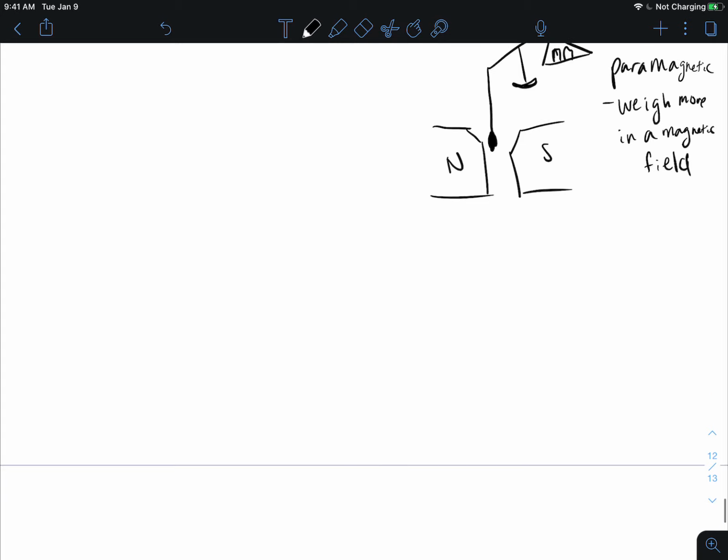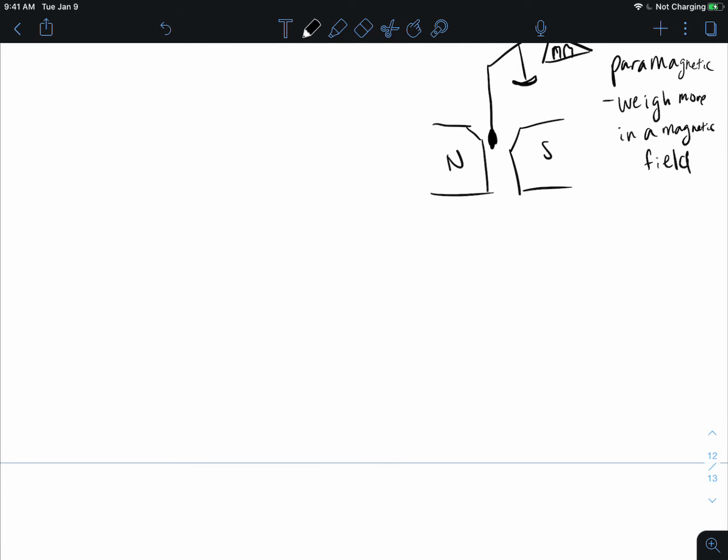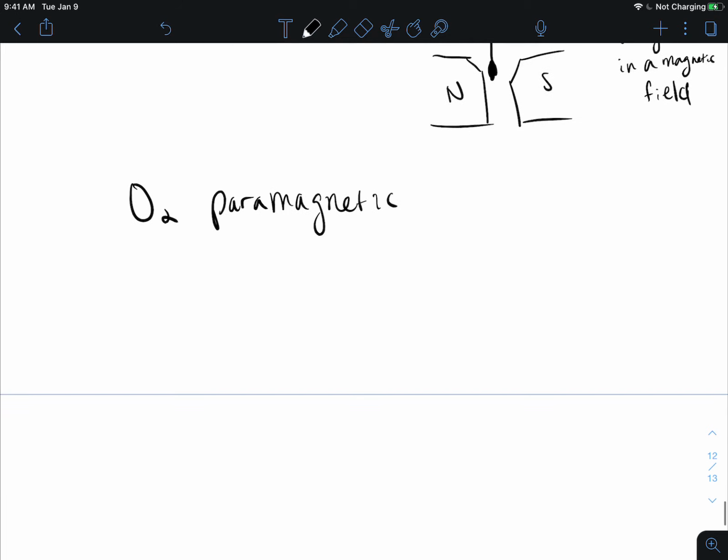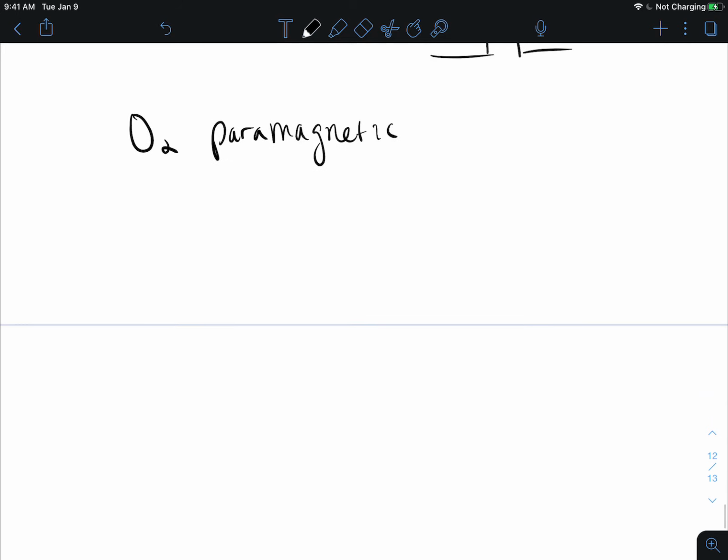And one of the paramagnetic species in our period 2 diatomics is O2. So O2 is paramagnetic. And I'm just going to write out the MO diagram for O2 so you can see what I mean by that unpaired electron. So I'm going to start out with 2s. I'm not even going to mess with the core electrons. So we have our 2s.